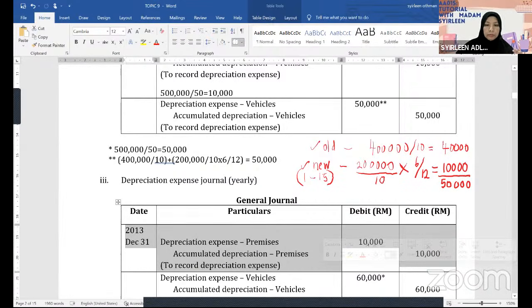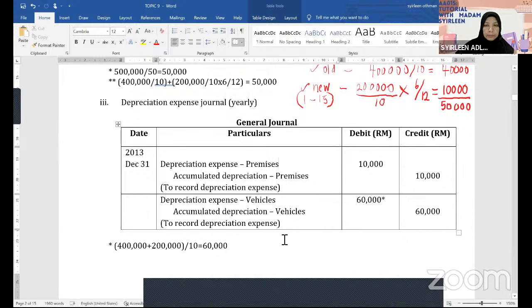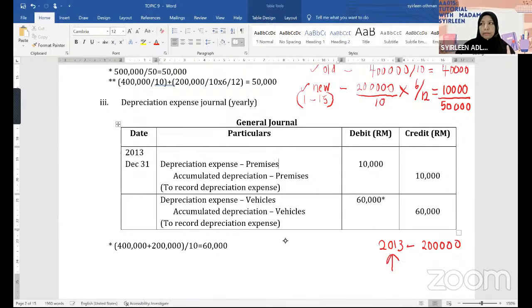Okay, and untuk vehicles, sebab kita guna yearly basis, that means pada tahun 2013, semasa kita beli aset bernilai 200,000 ni, this is considered the year of purchase. So kalau guna yearly basis, the year of the purchase, depreciation dikira full 1 year. Kalau disposal, the year of disposal tidak ada sebarang depreciation expense. So your calculation for depreciation untuk vehicles will be 400,000.